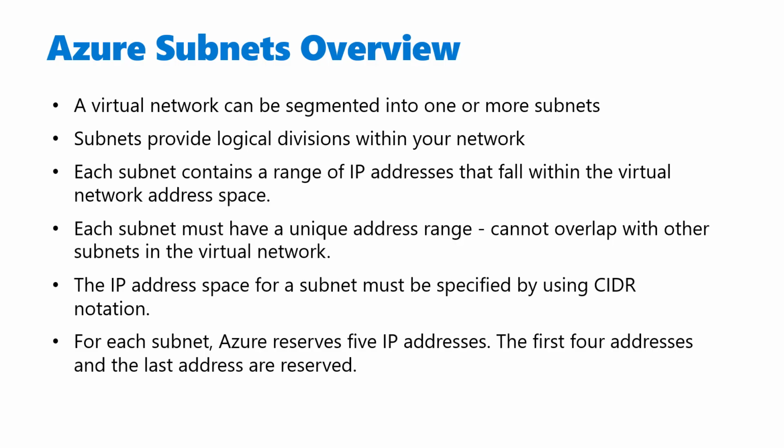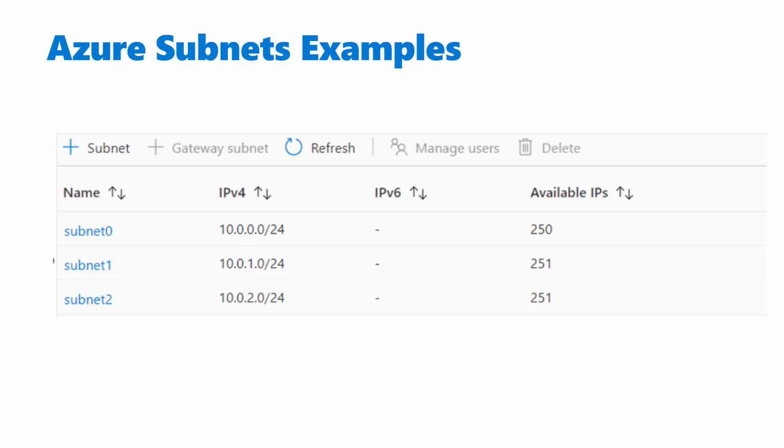Now let me show you an example of how subnets look like in a given VNet. Here you can see I created 3 subnets, subnet 0, subnet 1, subnet 2 in a given virtual network. And here you can see 10.0.0.0/24, that's the subnet 0, and then subnet 1 has 10.0.1.0, and then 10.0.2.0 for the subnet 2. So each of these subnets can carry around 251 IPs.